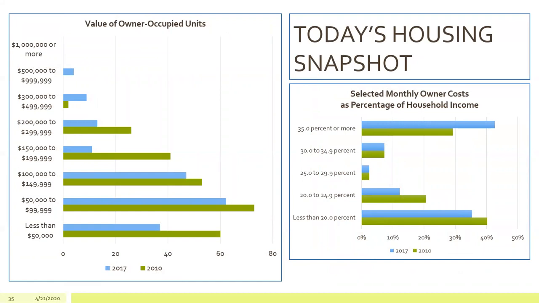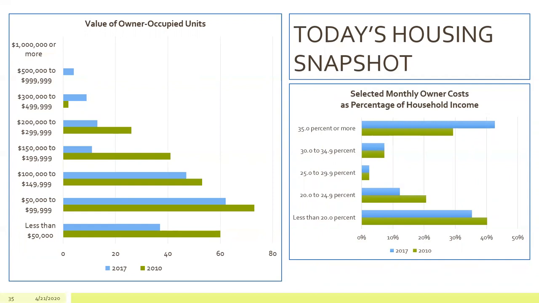This chart on the left here is showing the value of owner-occupied units in 2019 in green and 2017 in blue. Some noticeable decreases in most of these brackets over time, the only exception really being houses valued over $300,000, the top half of that chart. And the chart on the right here is selected monthly owner costs as a percentage of household income. So that's showing the housing cost burden for homeowners. We just looked at that same kind of evaluation for renters. This is now looking at the evaluation for homeowners.